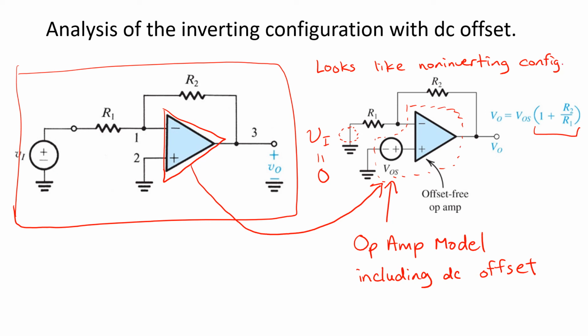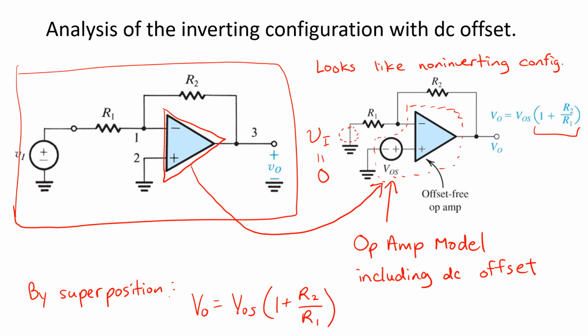Now the complete output can be formed by superposition. That is, VO is the DC part in response to the input offset voltage VOS minus the desired portion that's in response to the input, negative R2 over R1 VI. So this term here represents a kind of DC offset on the overall configuration. And it in turn depends on the offset voltage of the op-amp itself, VOS.